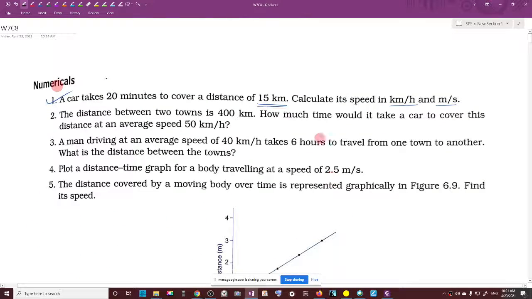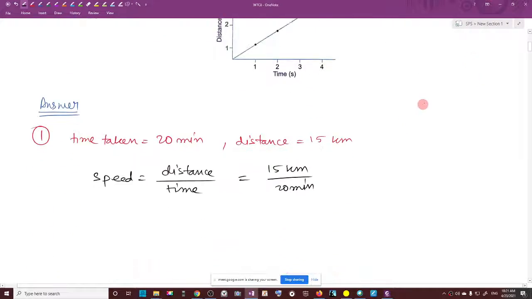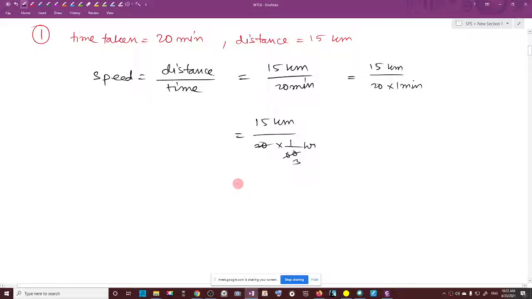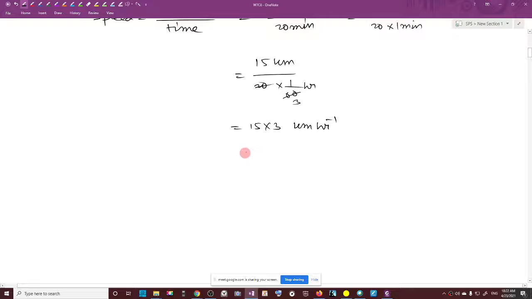Now they told us to find it in kilometer per hour and in meter per second. So first we will do it in kilometer per hour. So it is 15 kilometer by 20 minutes. 20 into 1 minute will be 1 by 60 hour. So this will be 15 into 3 kilometer per hour, that will be 45 kilometer per hour.